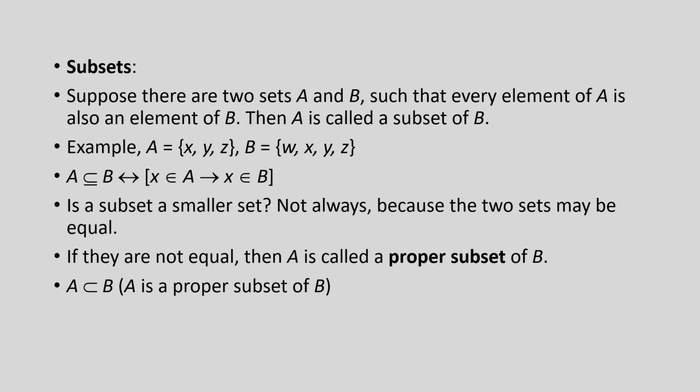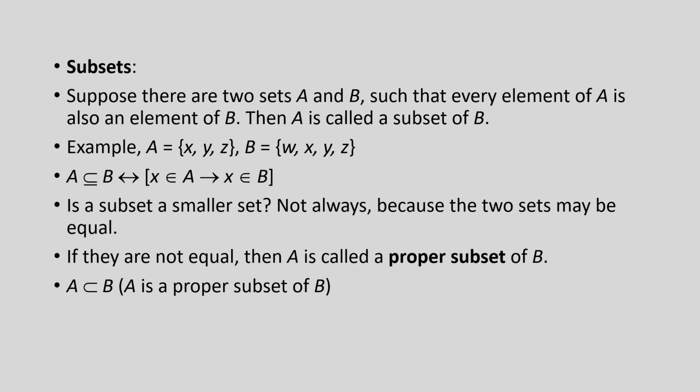Now, we come to another part of the set theory, subsets. Suppose there are two sets A and B such that every element of A is also an element of B. Then A is called a subset of B. So, you have two sets, and if you take the first set and take any arbitrary element of A, then that element is an element of B also. In that case, A is called a subset of B. Remember, A is itself a set, but at the same time it is a subset.